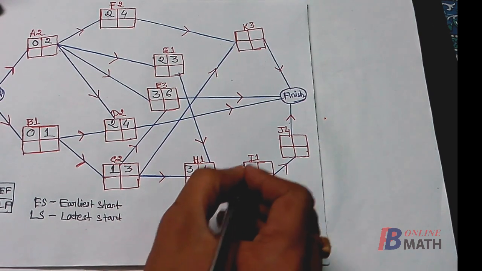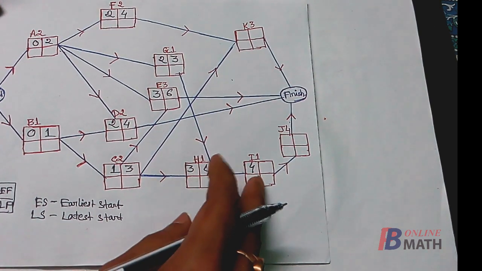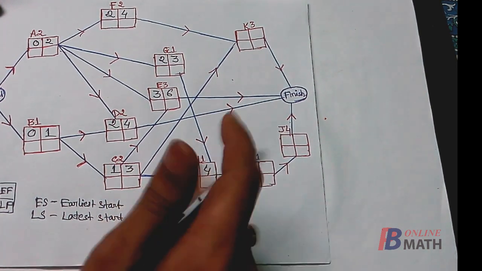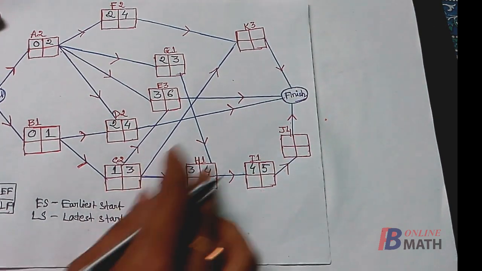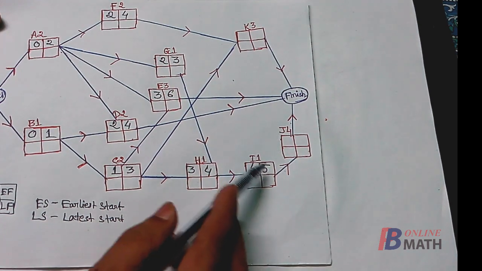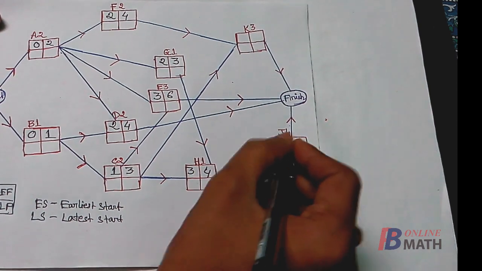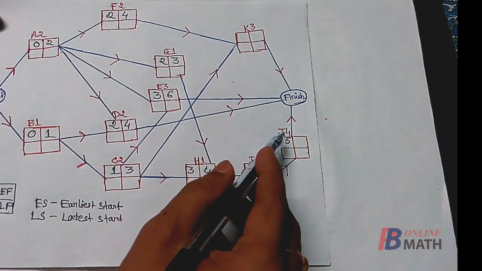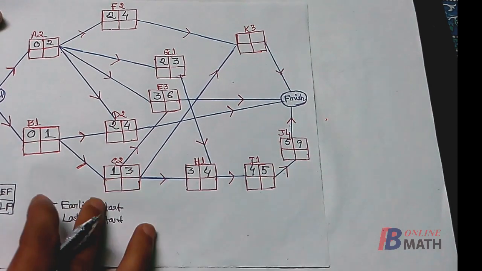So the earliest start time of the activity I is 4 and it requires 1 week. So the earliest finish time of the activity I is 4 plus 1, that is 5. Next, consider the activity J. Now J can be started after 5 weeks when the activity I is done. So it is 5, plus 4 is the time required to complete the activity J. So the earliest finish time is 5 plus 4, 9.